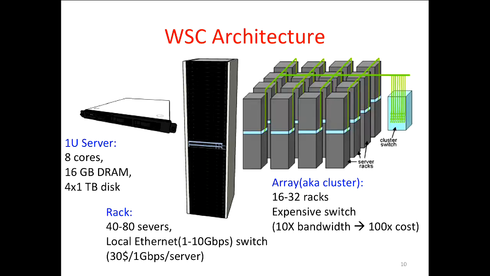Another bigger unit is called an array or cluster. It consists of 16 to 32 racks, and these are connected by expensive switches. So if you want to increase bandwidth 10x, it means 100x cost across here.